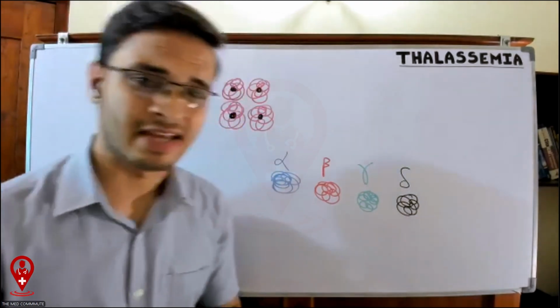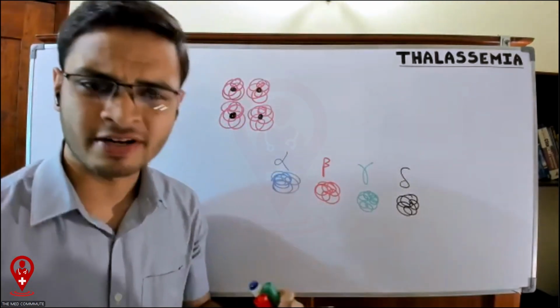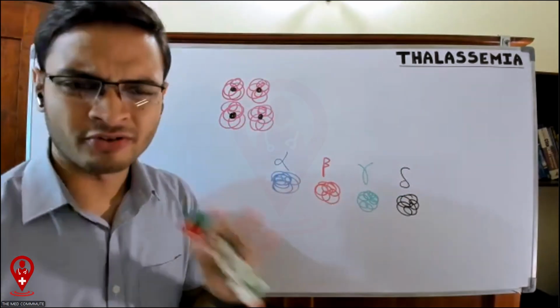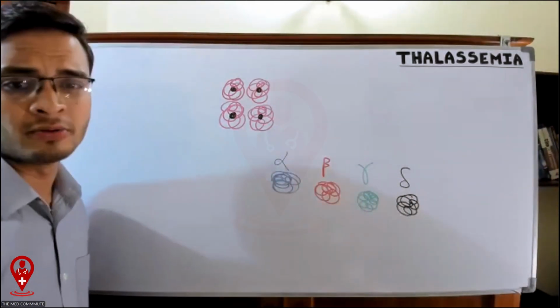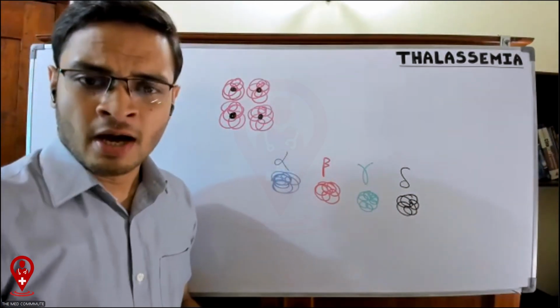There are other types, guys. There is a zeta, there is an epsilon. Not necessary for us. Those are embryonic ones. Not really necessary for our discussion on thalassemia. These four we need to know.